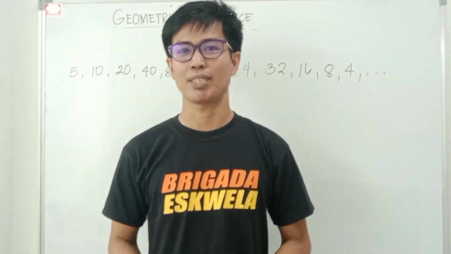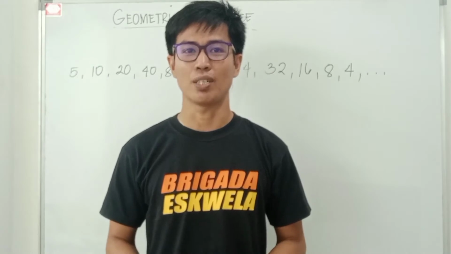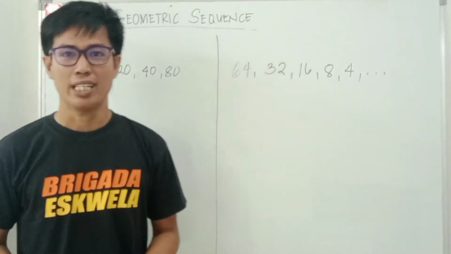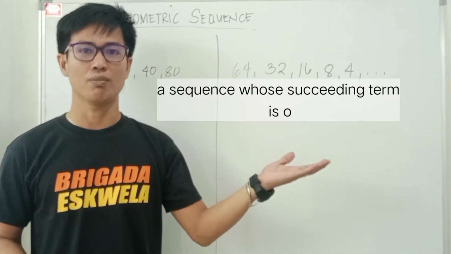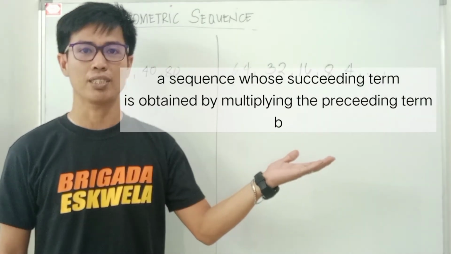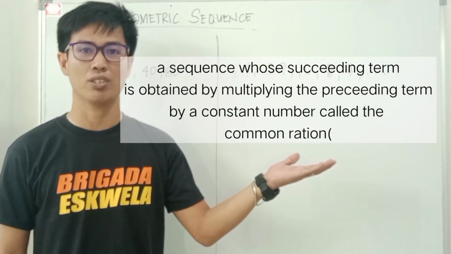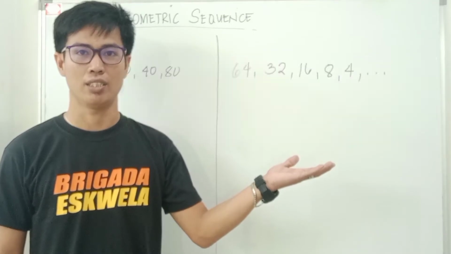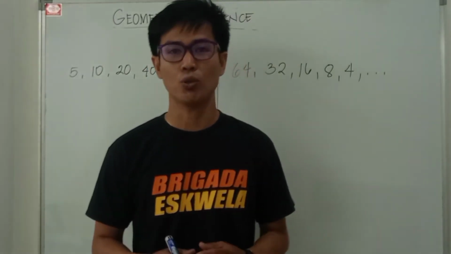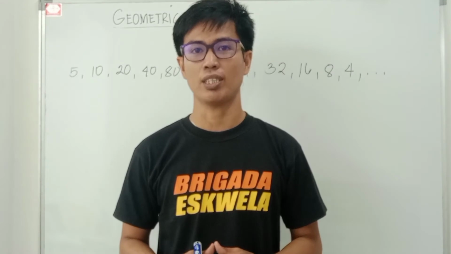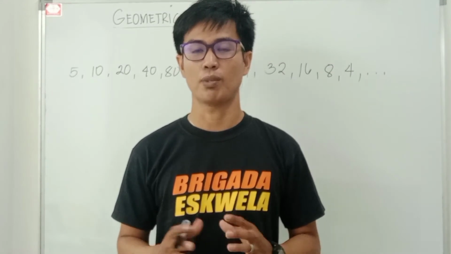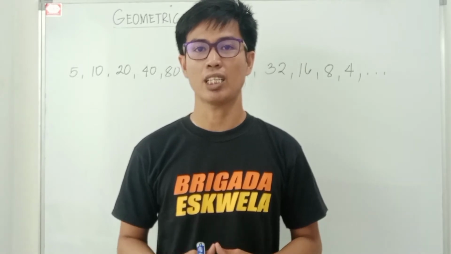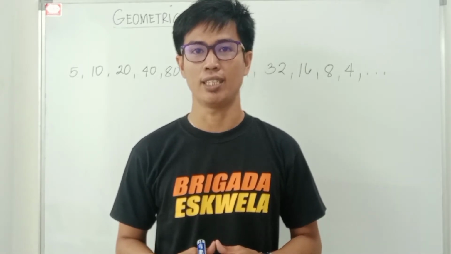Today's lesson, ang pag-uusapan natin is all about geometric sequence. But what is a geometric sequence? A geometric sequence is a sequence whose succeeding term is obtained by multiplying the preceding term by a constant number called the common ratio. And it is denoted by small letter r. So sa madaling salita, makukuha natin ang mga susunod na term ng isang geometric sequence sa pamamagitan ng pag-multiply ng isang constant number. So, paano natin ma-identify kung ang given ay geometric or hindi?